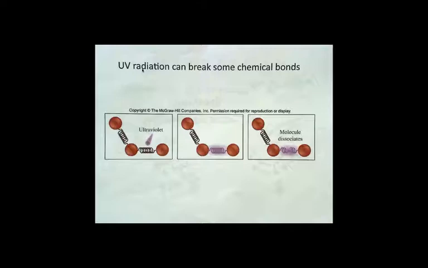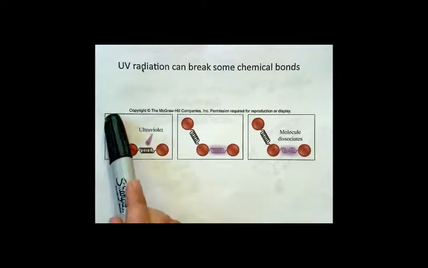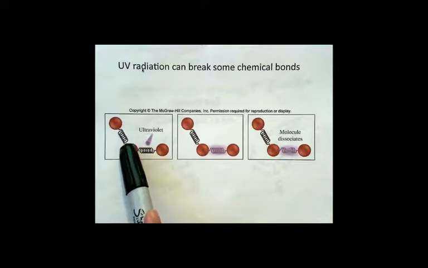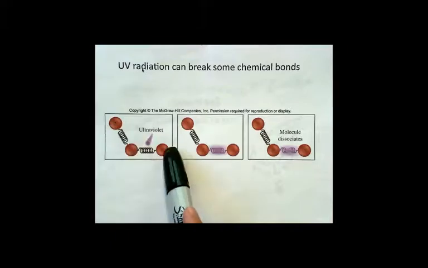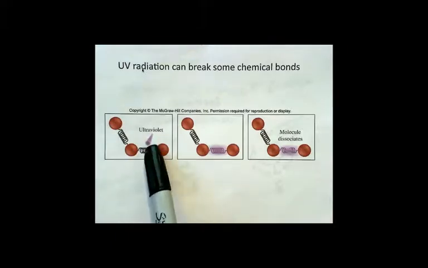So UV radiation can break some chemical bonds. What chemical bonds it can break depends on the strength of the bond. But basically what happens, if you just look at this picture, this is a model of a molecule that has 3 atoms in it, and the bond between the atoms in the molecule is modeled with a spring.